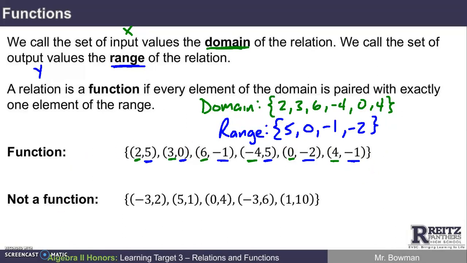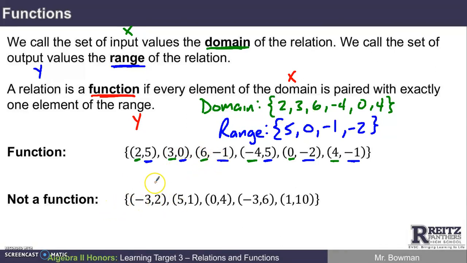Now a key idea here is that a relation is a function if every element of the domain, in other words, if every x is paired with exactly one element in the range, one y. Does every x have only one y? So the example we just looked at is a function. Every x has only one y. When x is 2, y is 5, and that's it. When x is 3, y is 0. When x is 6, y is -1, and so forth.